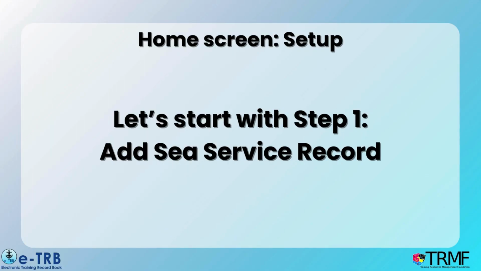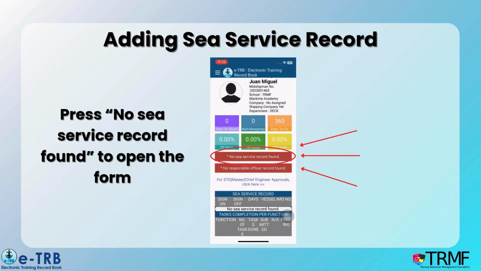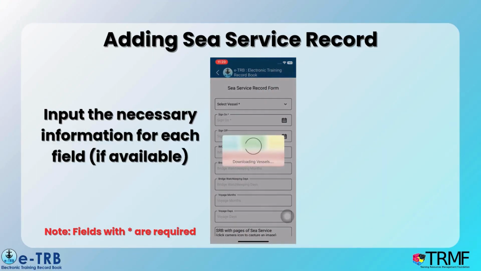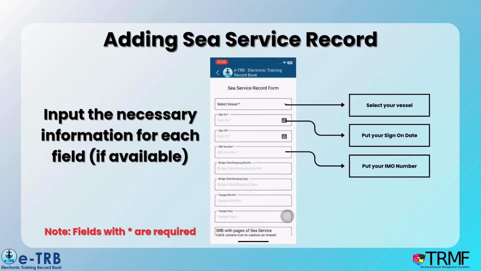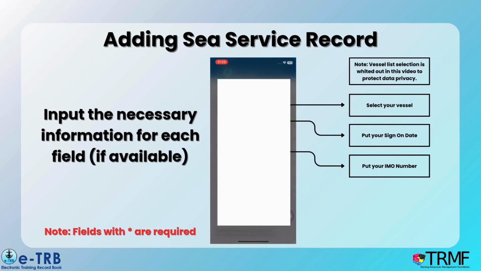Add C-Service record. Press the No C-Service Record Found red box to open the form. Fill the form and input the necessary information. Fields with asterisk means required.